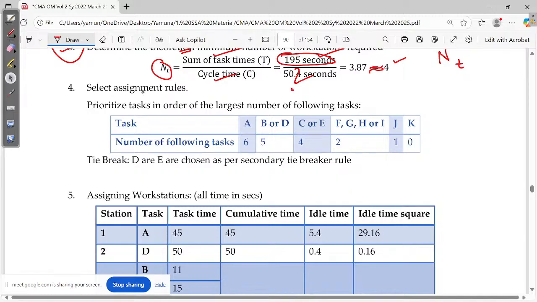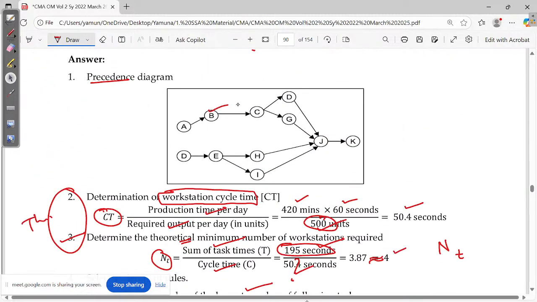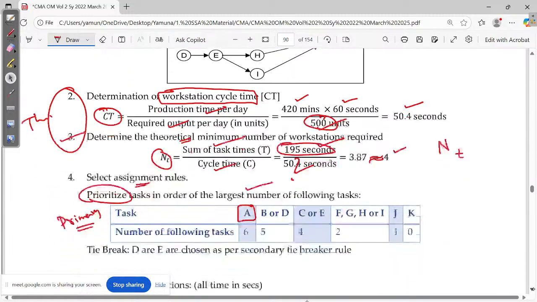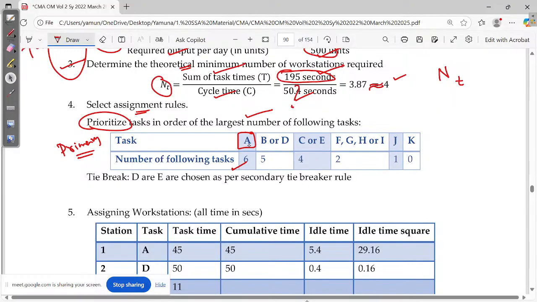Then we go for assigning the rules. First is the primary rule: which task has to be prioritized depending on the largest number of following tasks. When I go for activity A, I have B, C, D, F, J, K. So 1, 2, 3, 4, 5, 6. So I have to write 6 over here. After that, if you look at B, it is 5, and if you look at D, it is 5.